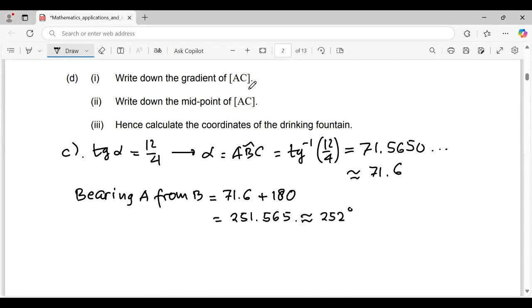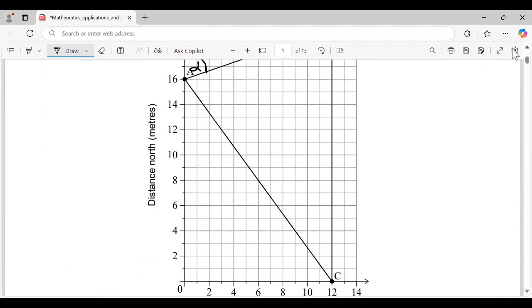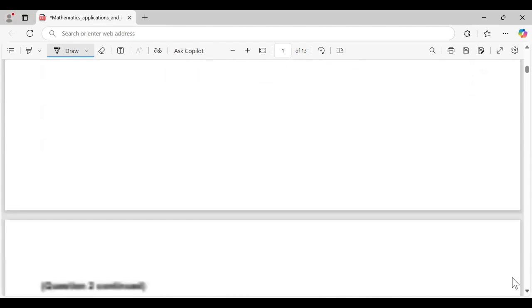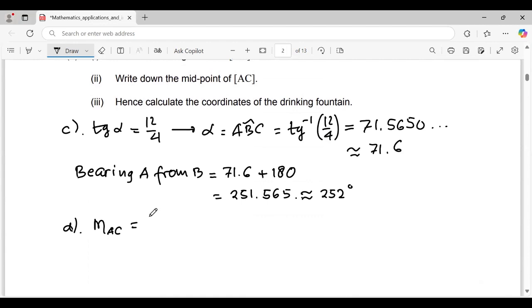Next, D. Write down the gradient of AC. Gradient of AC, MAC equals 16 over minus 12, and equals minus 8, minus 4, I mean minus 4 third.